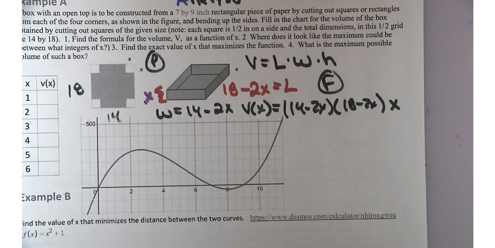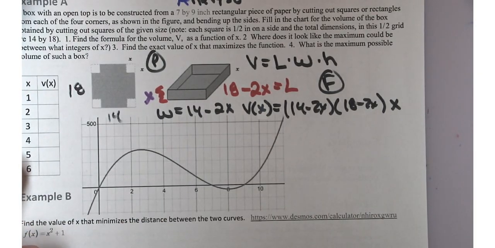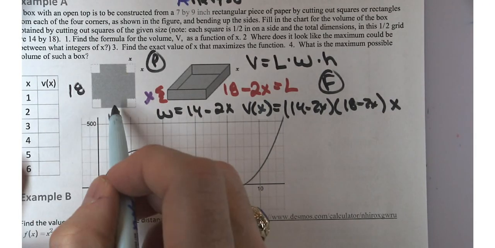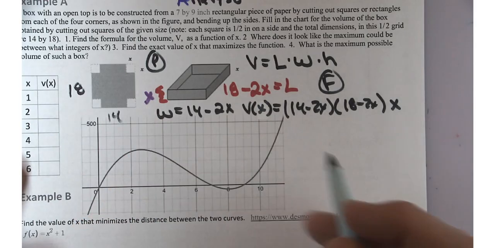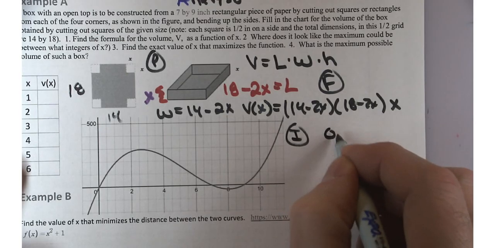Can anyone figure that out? How many squares can I start cutting out before there's nothing left to cut? 7, yeah. Because 7 from the right and 7 from the left, that's going to meet in the middle. You've cut away all 14. So in practical terms, the interval is going to be 0 to 7.